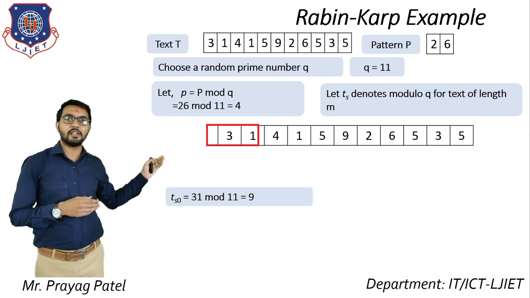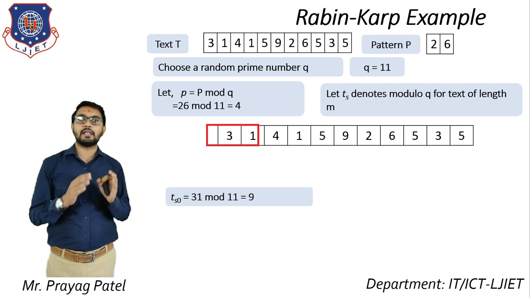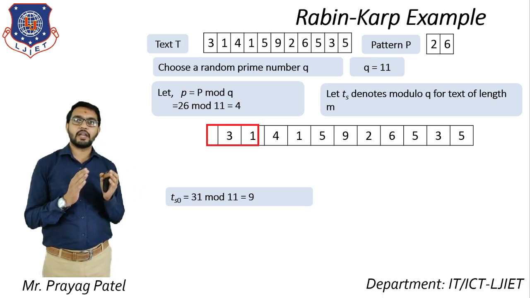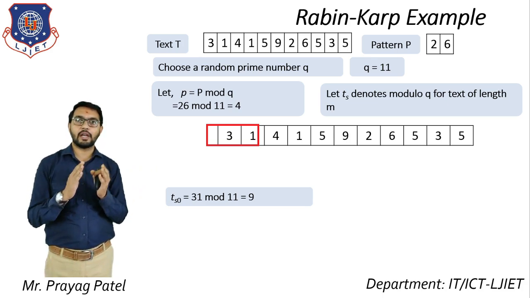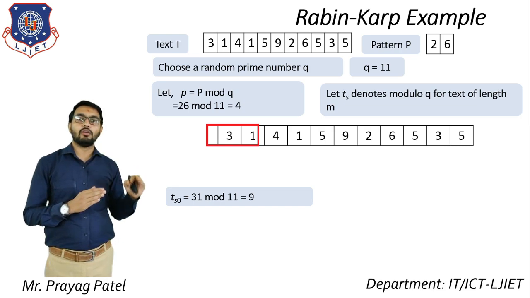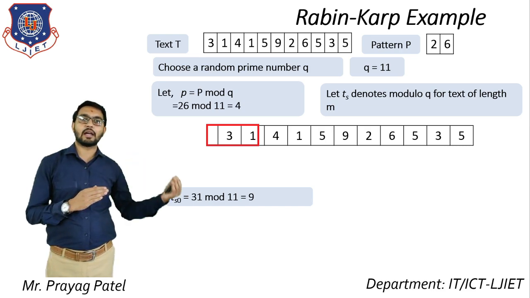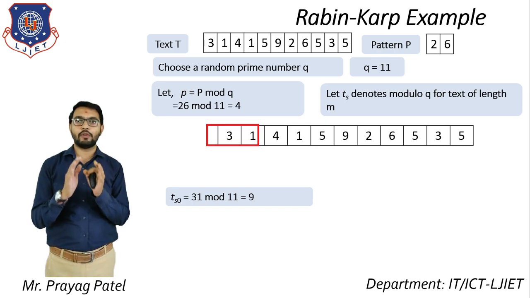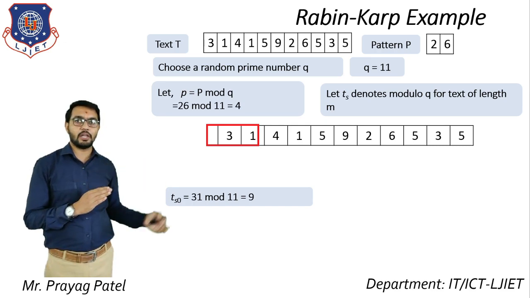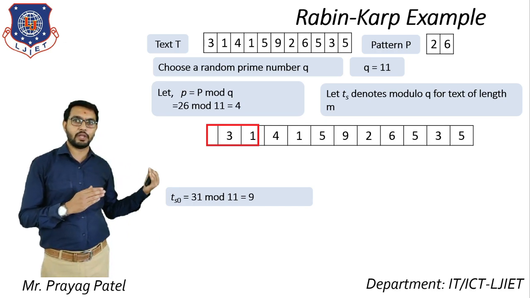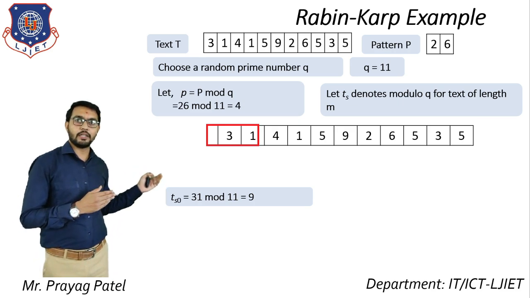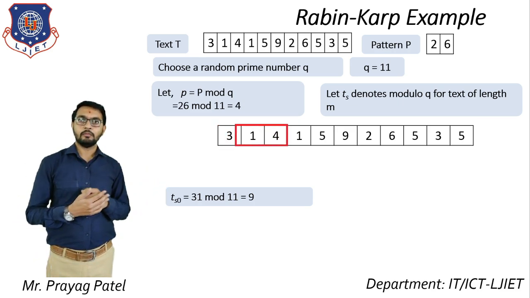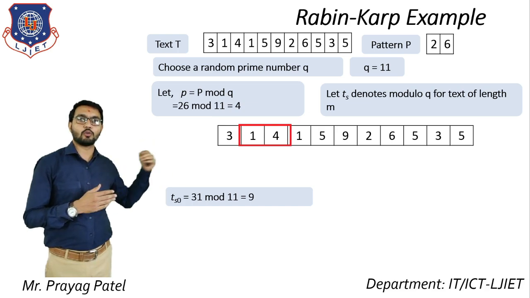So initially consider the first 2 digits as t_0. For t_0 the data is 31, and we take it modulo your Q. So 31 modulo 11; initially we find the modulo of the pattern, then for each and every text window find the modulo with 11. So here t_0 equal to 31 modulo 11 equal to 9. Now consider the next 2 locations.